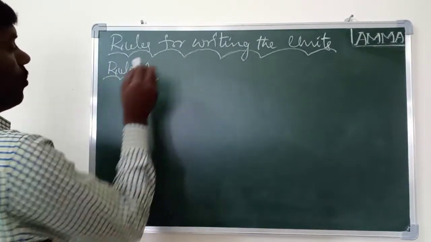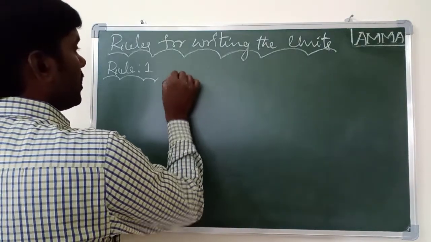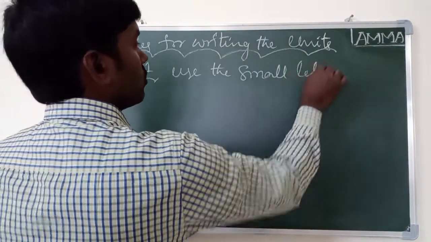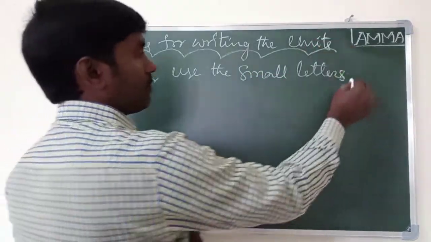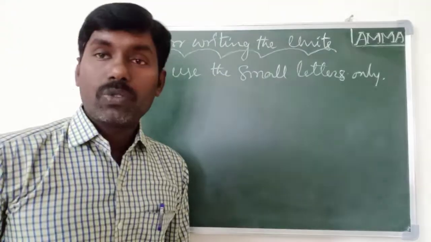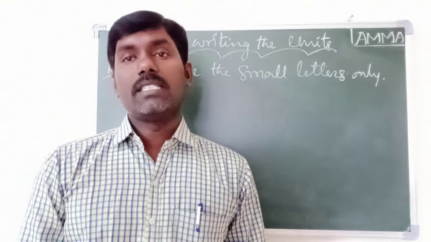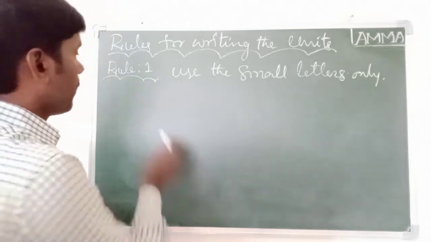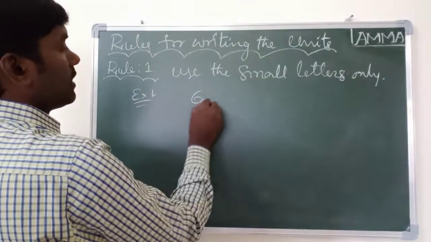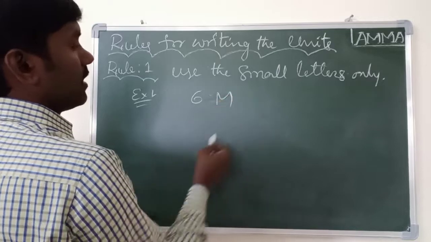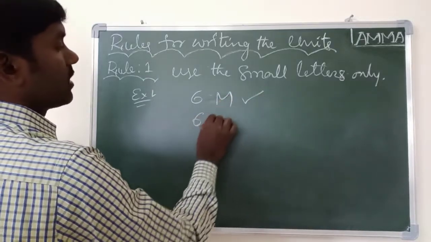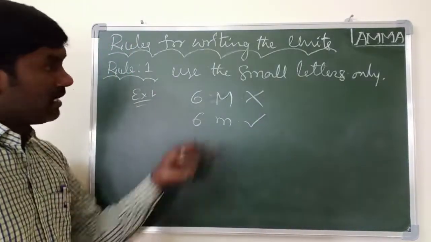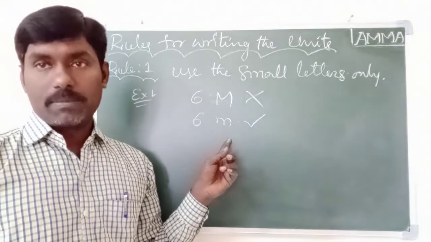Rule number 1. What is rule number 1? Use small letters only. Students, when we write the units of any physical quantity, we have to use small letters for the representation of the units. For example, there are 6 meters. Don't use capital letters, students. Just use small letters. This is the wrong method. This is the correct method. This is the right rule.